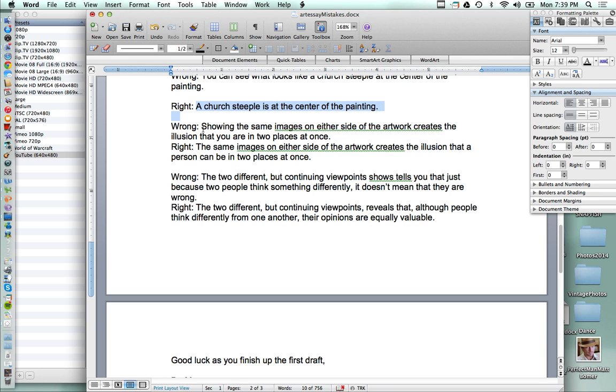Showing the same images on either side of the artwork creates the illusion that you are in two places at once. This is also accidental second person. It should be the same images on either side of the artwork creates the illusion that a person can be in two places at once.